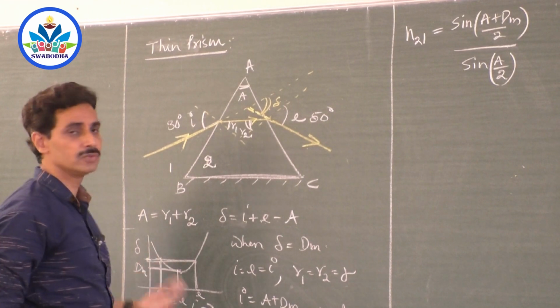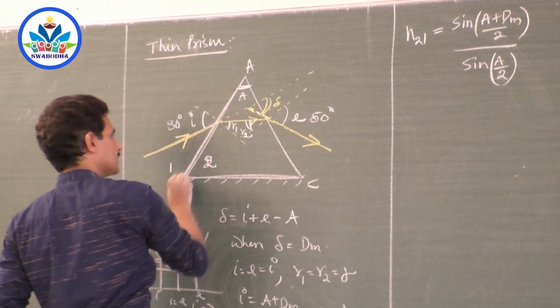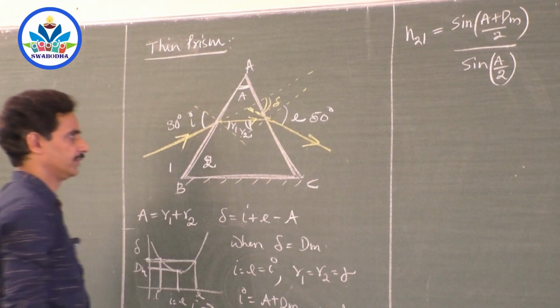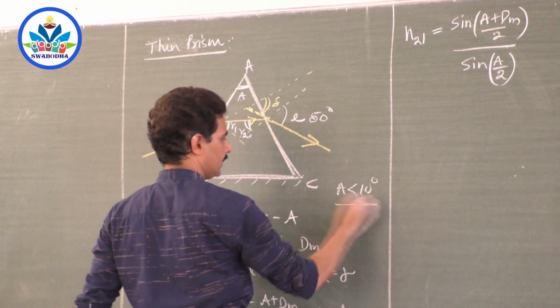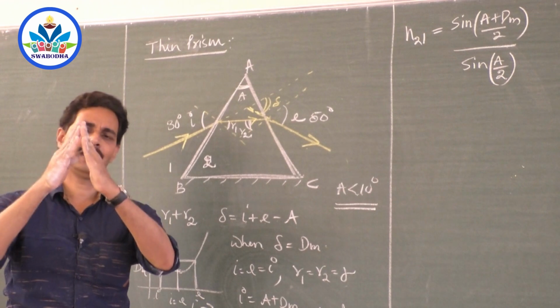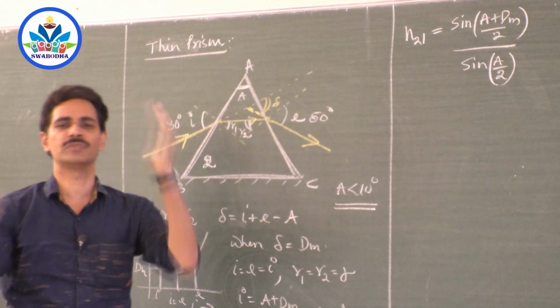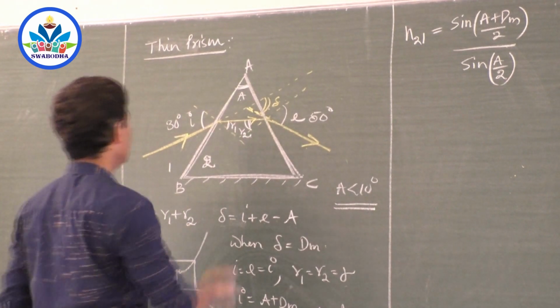So people usually use very thin prism. What do you mean by thin prism? Angle of the prism is the angle made by the two refracting faces. If this angle is less than 10 degrees, then such a prism is called thin prism. A thin prism is one whose refracting angle A is very, very small, less than 10 degrees. So such a prism is called thin prism.